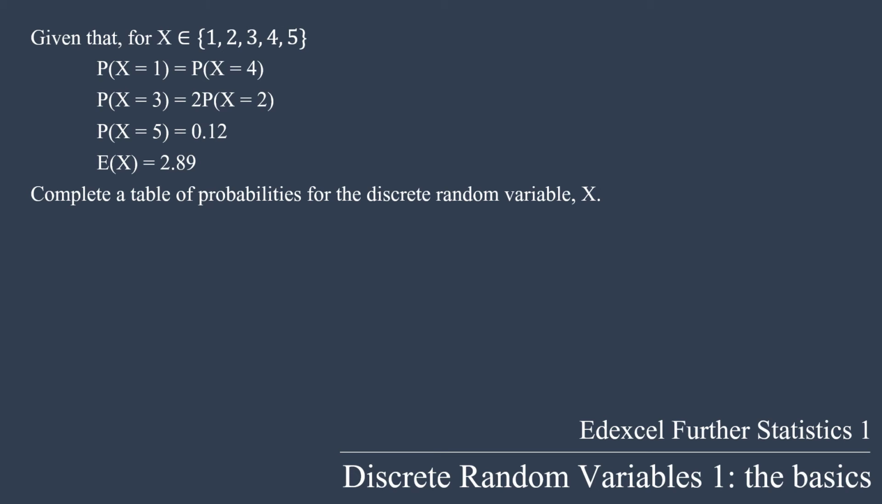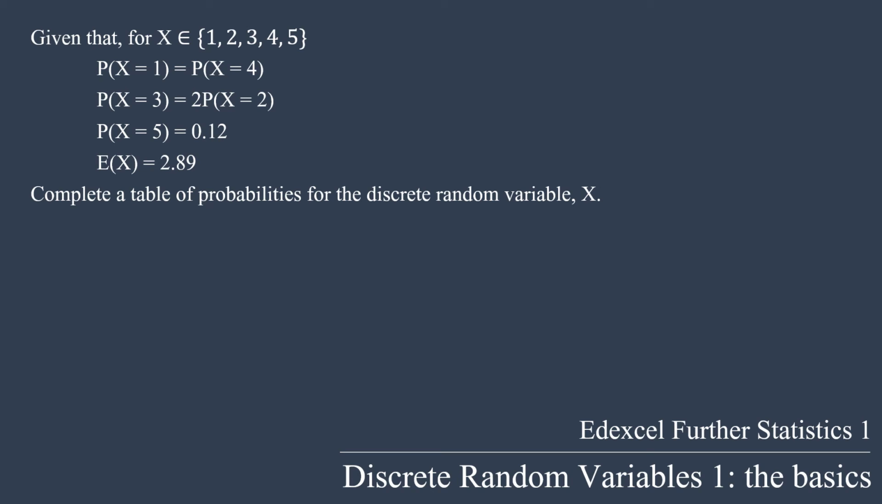to understand. So we're told that for a random variable x, which takes the numbers 1, 2, 3, 4, and 5, the probability of 1 is the same as the probability of 4. The probability of 3 is twice the probability of 2. Probability of 5 is 0.12, and the expected value is 2.89. And then we're just asked to complete a table of probabilities, and that's it.